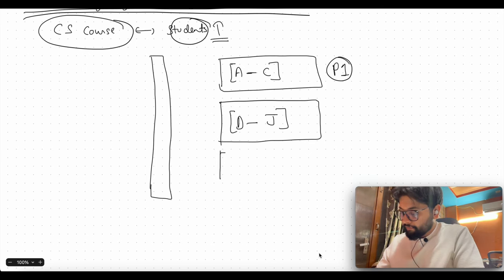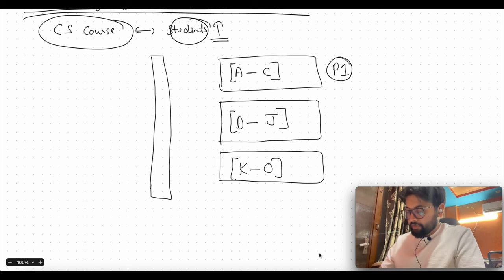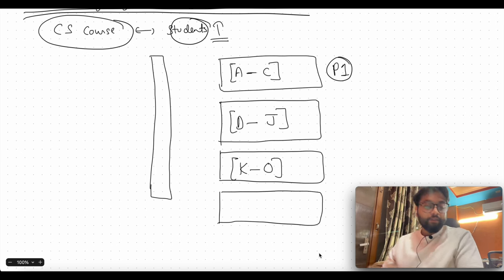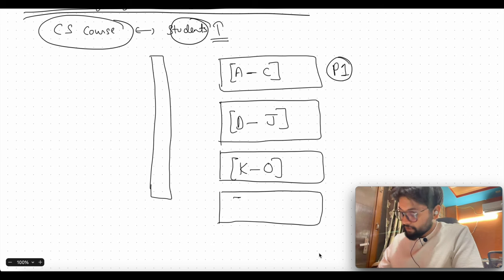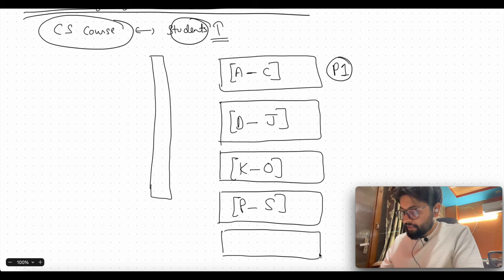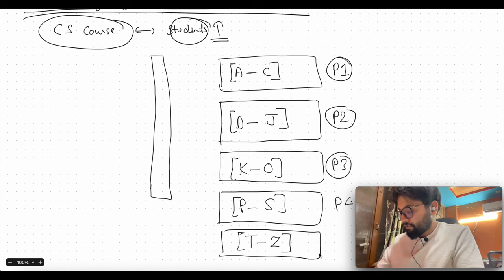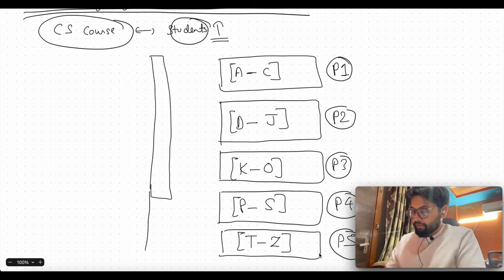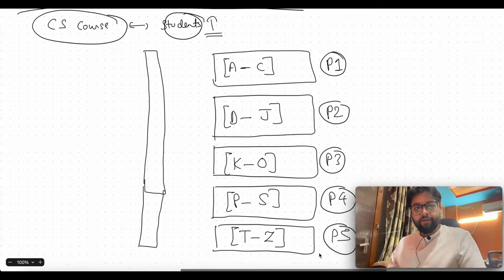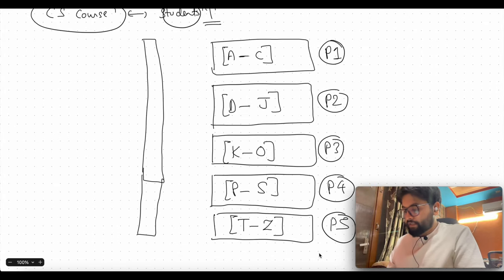We can have another shard with names in the range of K to O, and another shard in the range of P to S, and at the end we have another shard which has names in the range of maybe T to Z. So you can consider we have four or five partitions storing the data like this. So this is the architecture here.